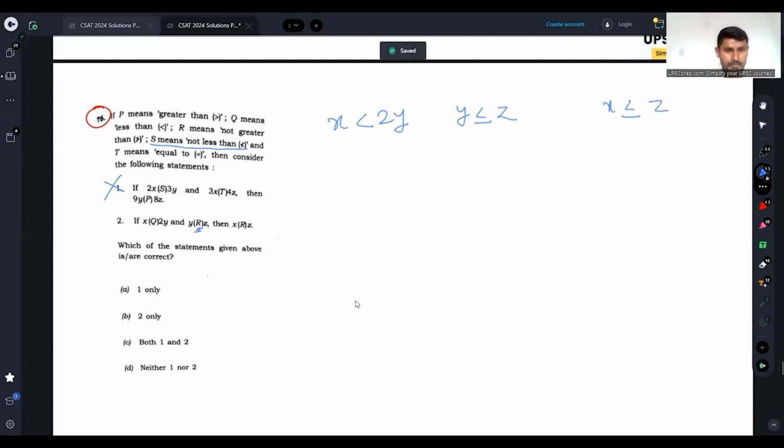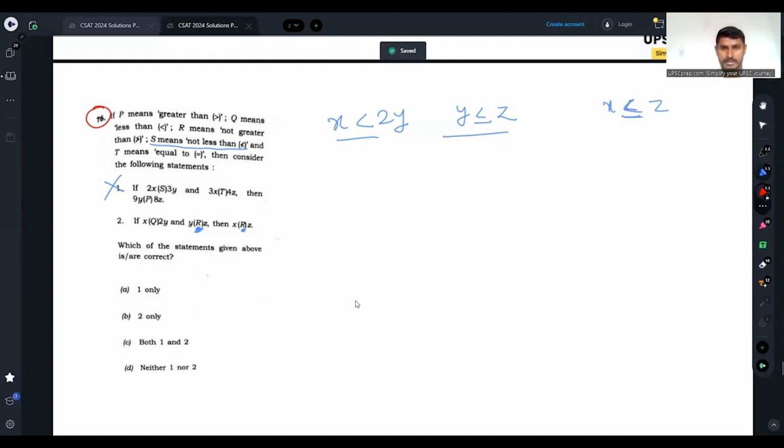Here both the times r have been used. Here r as well. Here r as well. And r means not greater than or equal to. Not greater than or equal to means not greater than, means less than or equal to, right? Less than or equal to. So by using these two statements, we have to prove whether x is less than or equal to z or not, right?